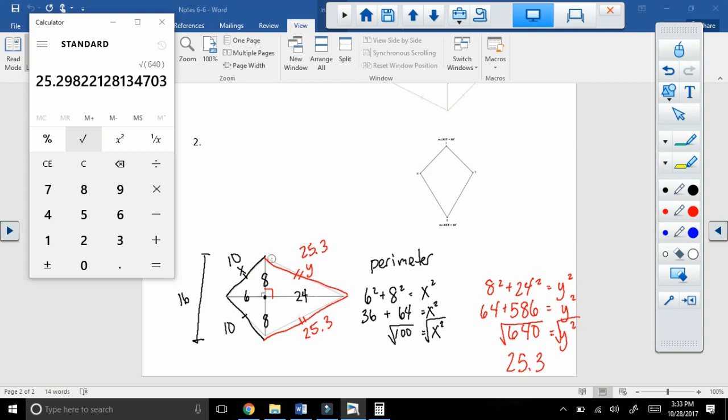And then what you could do is just add all of those sides up. So let's see, 25 plus 25 is 50, 60, 70, so it'd be 70.6, and that's an approximation because we did have to round for that square root, but that would be the total perimeter of that kite. So I look forward to helping you guys with this in class, and I hope you have an awesome day.